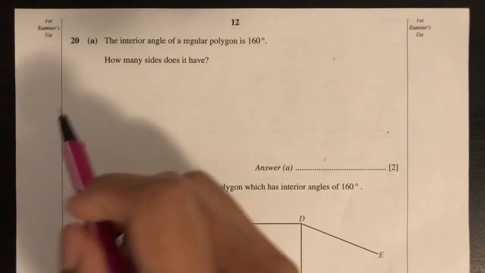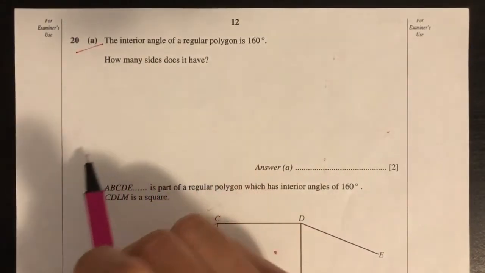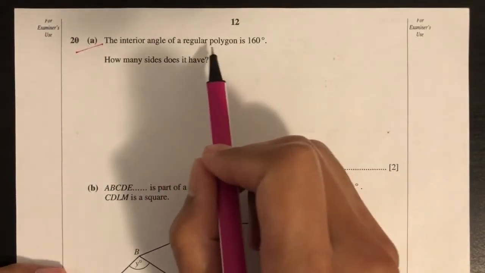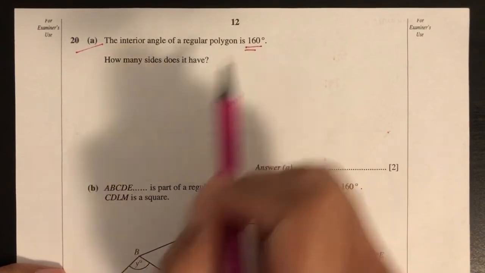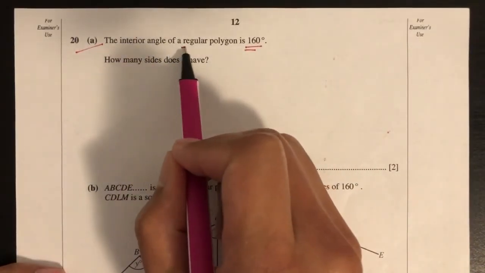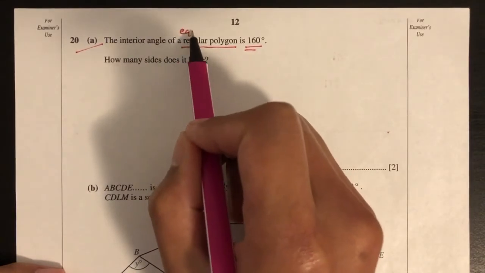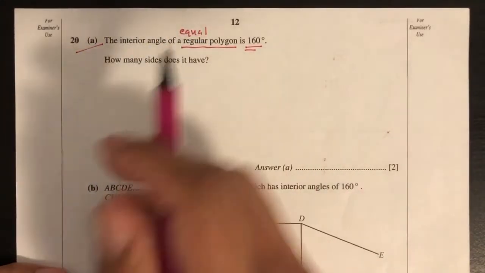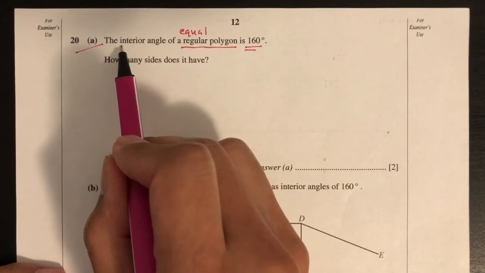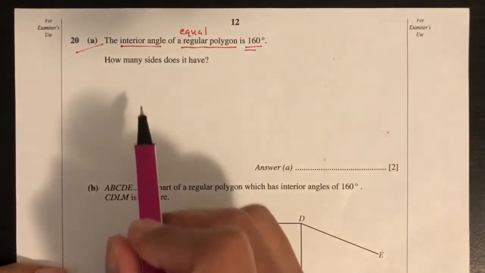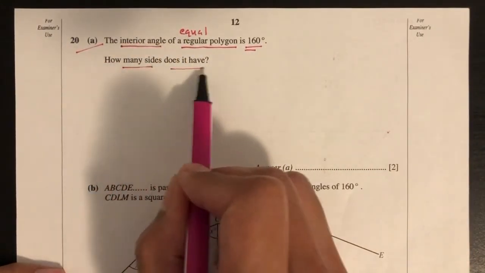Question number 20, here we have part A. The interior angle of a regular polygon is 160 degrees. So what does a regular polygon mean? It is a shape with equal sides. This is what it means. Now the size of the interior angle is 160. How many sides does it have?